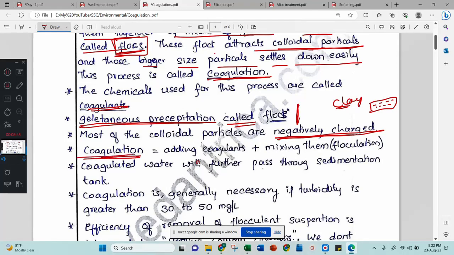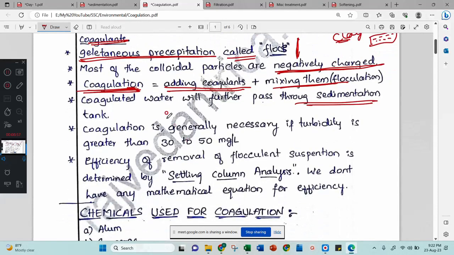Coagulation. What is the meaning of coagulation? It is adding coagulant and mixing them. Both together is called coagulation. Then coagulated water will further pass through the sedimentation tank. Therefore, whenever you are providing a coagulation tank, this is your screening. That water will go through the coagulation tank, then that water will go to the sedimentation tank. If you don't have a coagulation tank, then screening, and after that directly the sedimentation tank. Understood?